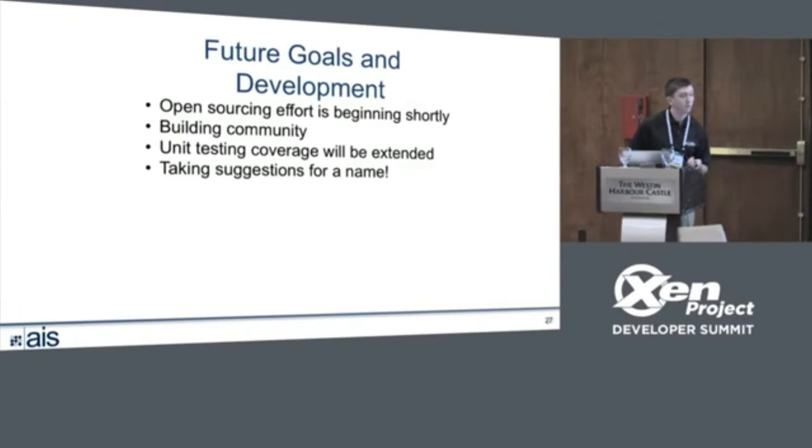So right now, this is an in-house proprietary thing. We are in the process of open sourcing it. We're going to be starting to build a community. We're going to extend our unit test coverage. And yeah, we need a name. If we were naming streets, Library Street would just be Road Street, Asphalt Avenue or something.